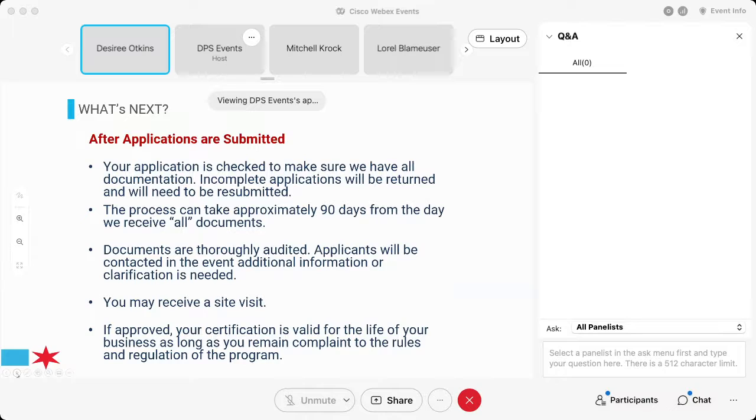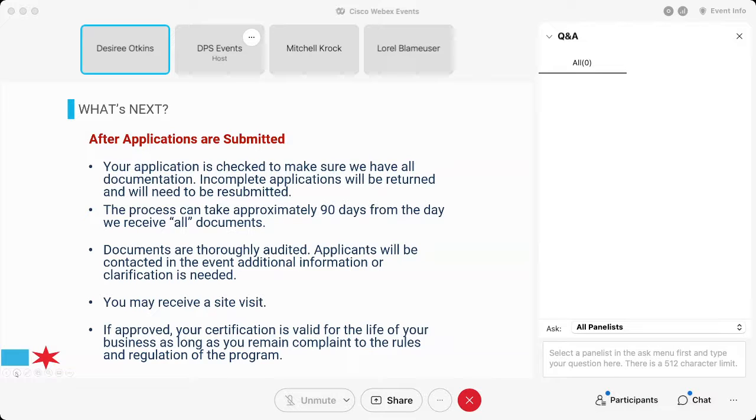What's next after the applications are submitted? After we review all the documentation you provided, we've analyzed what we received. This process is about 90 days for us to thoroughly look through, audit, and then be able to provide a recommendation. It may include a site visit, especially in construction. If approved, your certification is actually valid for the life of your business, as long as you remain compliant with the rules and regulations of the program.